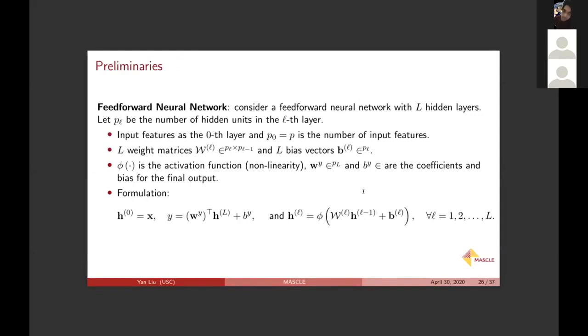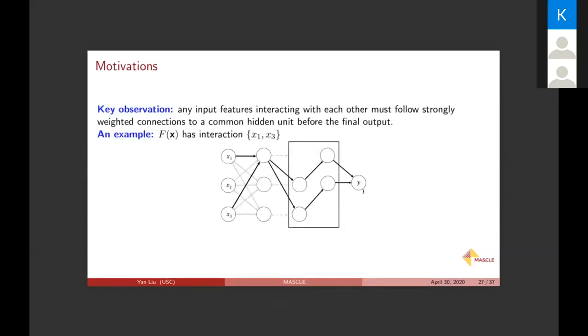We started our work in that paper on feed-forward neural networks. Following publications in NeurIPS the following year and also in ICLR this year, we also extended to convolutional neural networks, graph neural networks, and so on. But basically for the simple feed-forward neural network, we're studying the weights that we learned from it. One important observation is that any input features that interact with each other must follow strongly connected weights to a common hidden unit.